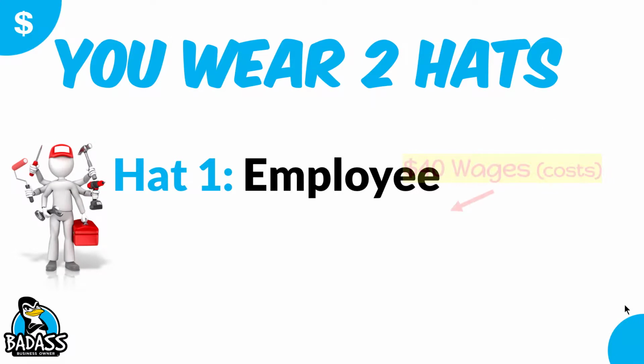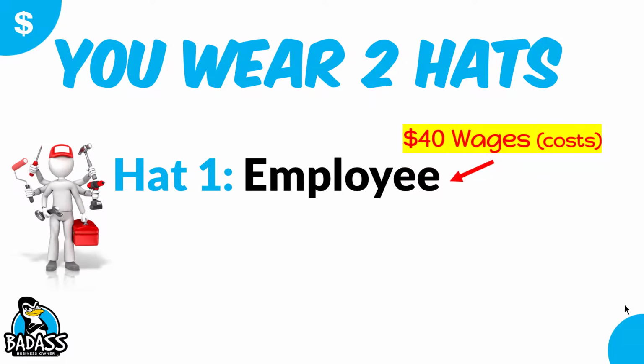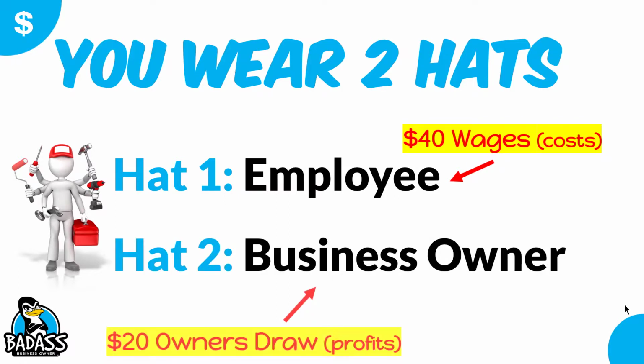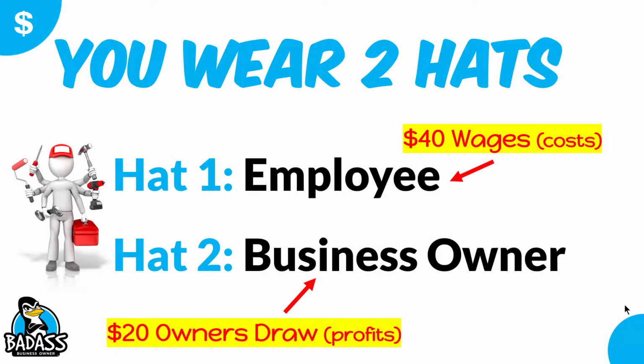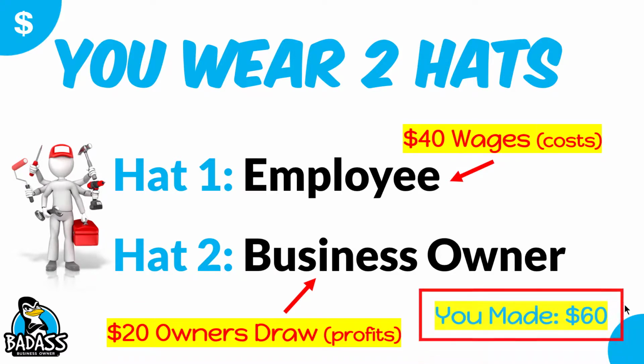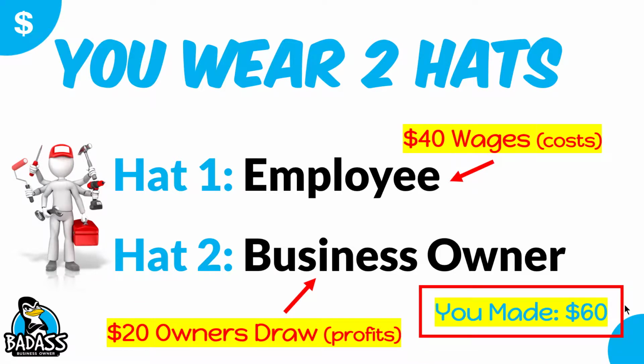So once again, in our two hats, the employee made a $40 piece of it. So the business owner as an employee made that $40. Keep that in mind. And as the business owner, they made an additional $20 in profits. So in total for this particular job, they made $60. So they're able to account for them as the employee in the business and them as the business owner. They walked away from that job with $60.